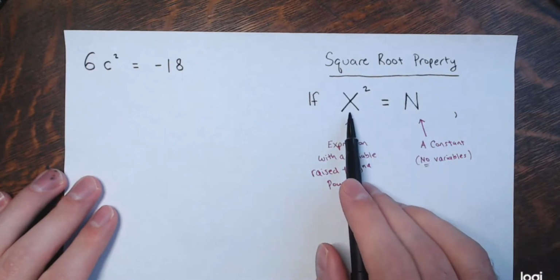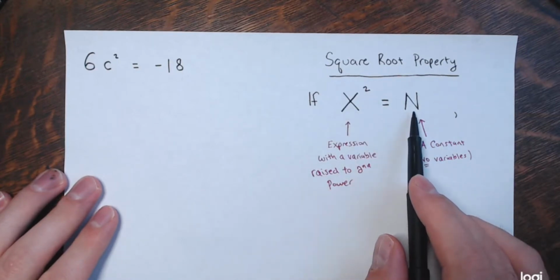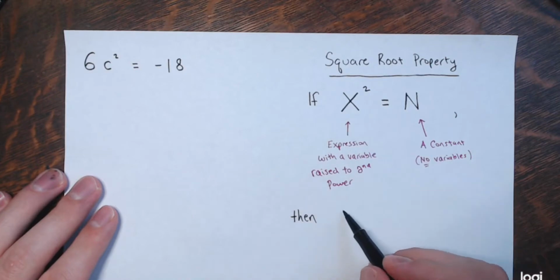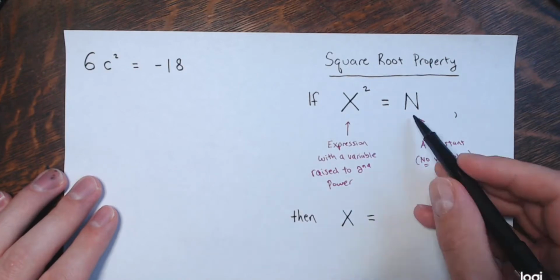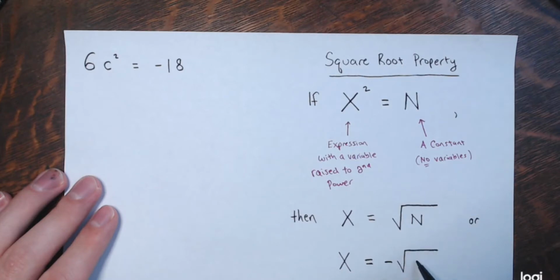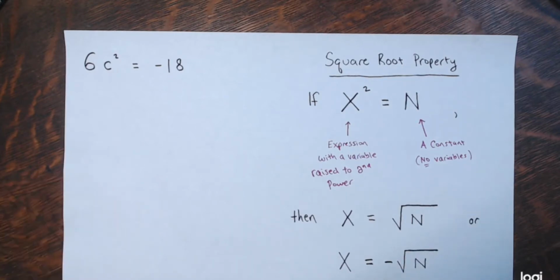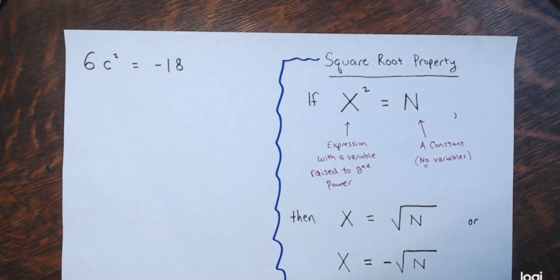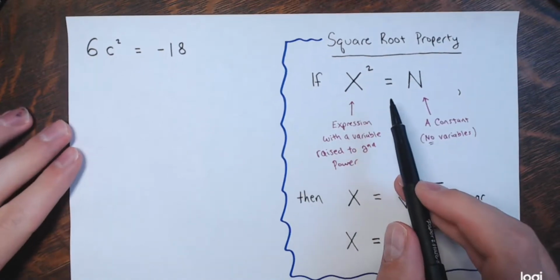Alright, well, if we have some expression squared equal to a constant, then the expression that's being squared is equivalent to the principal square root of that constant, or the expression that's being squared, the x, is the negative square root, the opposite of the principal square root of that constant. So we're going to use this concept to help us in finding solutions to certain quadratic equations, equations where the highest power on the variable is a second power.